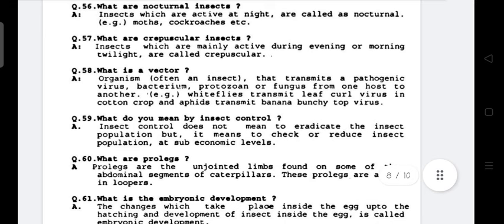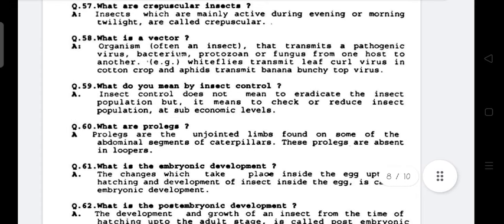What is a vector? An organism that transmits a pathogenic virus, bacterium, protozoan or fungus from one host to another is known as a vector, like white flies. It transmits cotton leaf curl virus and many other viruses. And likewise, aphid transmits banana bunchy top virus. So aphid transmits banana bunchy top virus and white flies transmit leaf curl viruses.